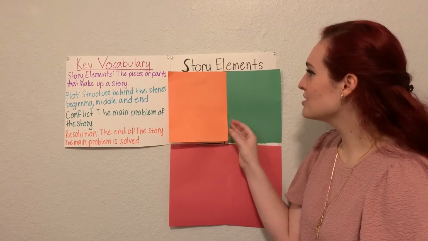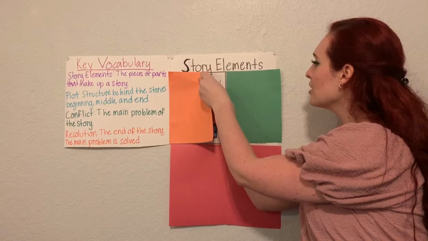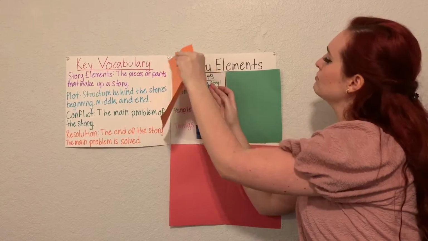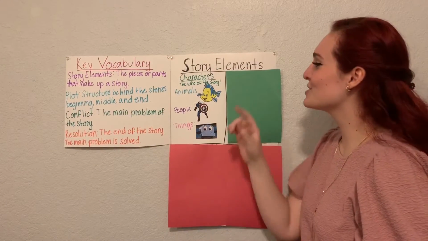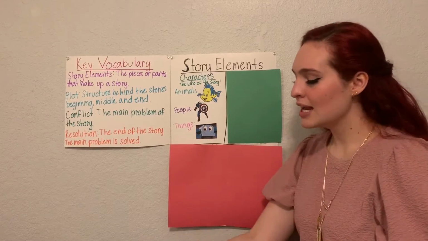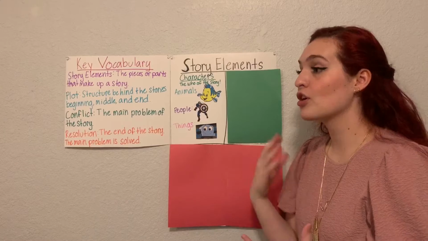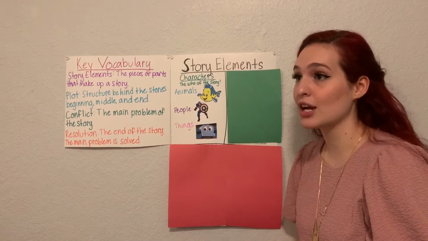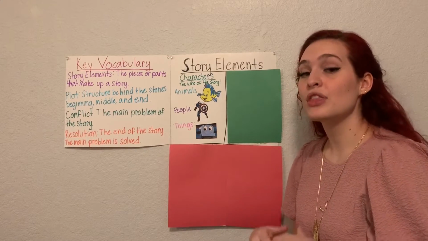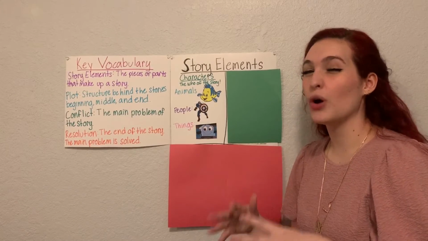And to start us off with story elements, we're going to go over characters. This is the who of the story. Now there are different types of characters. You can have the main character and there are side characters. The main character is the character the story tends to focus on.